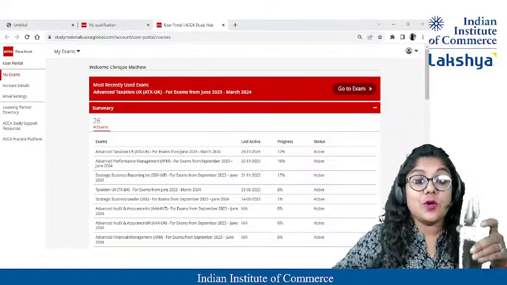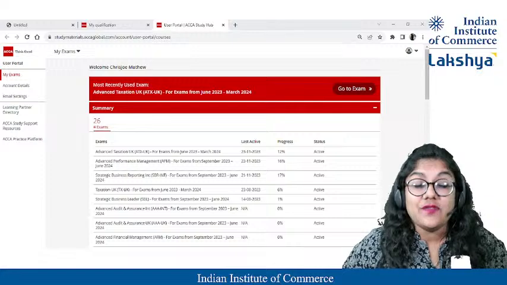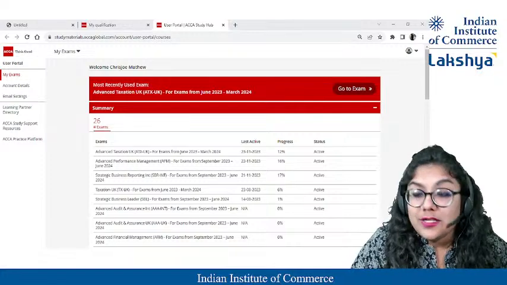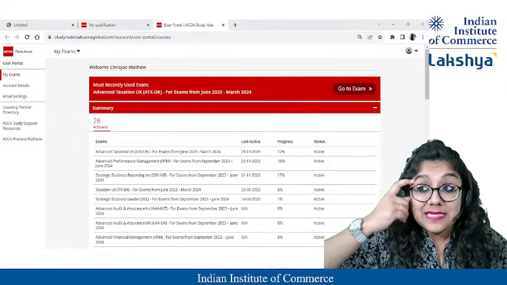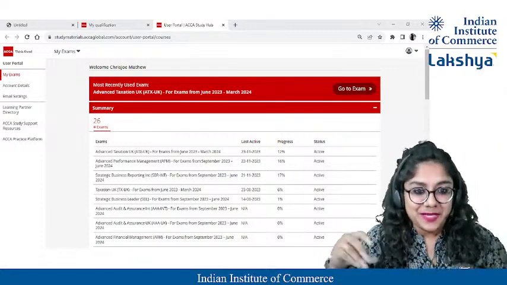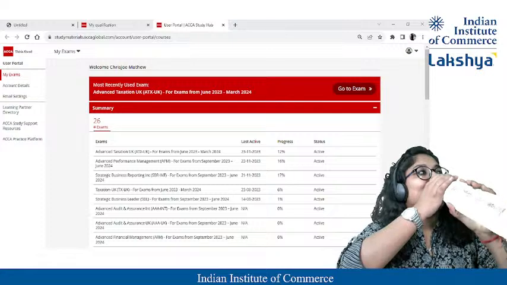So the thing I love the most in the ACCA examination is that they want us to be professionals with knowledge, along with smart work, and not just hard work. This is what I love.